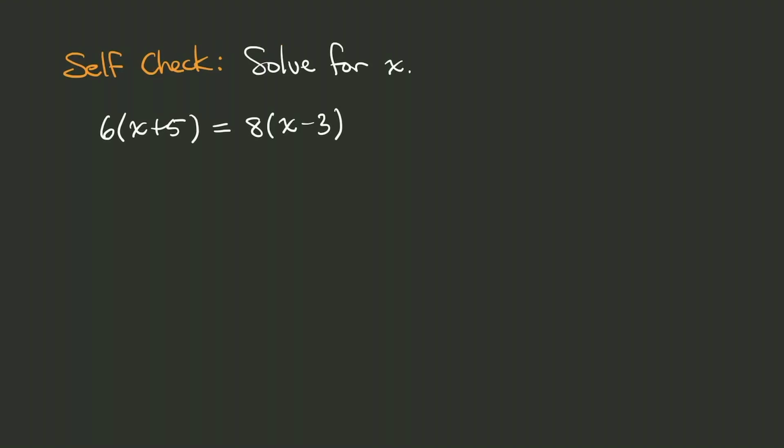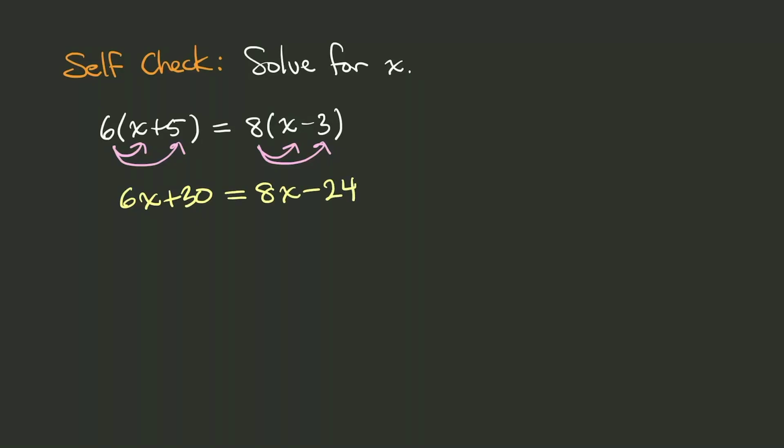Let's check for understanding. Work this one out on your own, and then come back and check your answer. Here we have 6 times (x plus 5) equals 8 times (x minus 3). Our first step is to distribute on both sides. The 6 will multiply by both the terms inside the parentheses on the left, and the 8 will multiply by both the terms in the parentheses on the right. That leaves us with 6x plus 30 is equal to 8x minus 24.